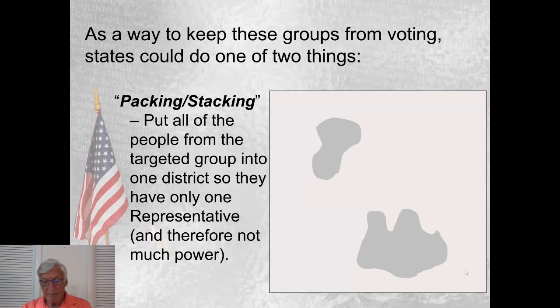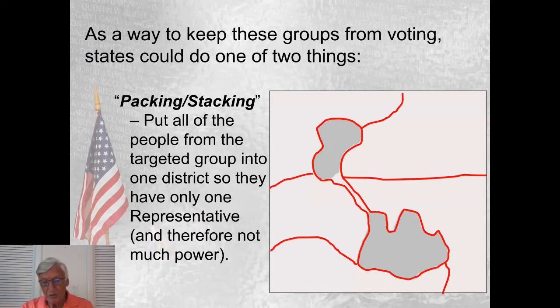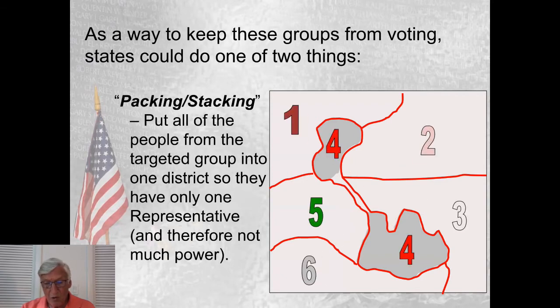Now, here's a little map. I hope you can see the gray areas representing two minority blocks. If you're going to pack this, what you do is draw a district where those two groups are put together with a narrow corridor. And so you've taken all of the minority and packed them into one area. Now you can do this for economic reasons as well, but largely this is a racial discrimination technique that's been widely used.